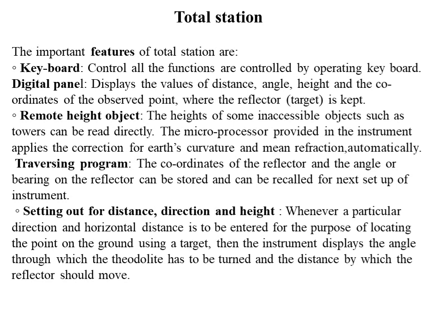Then setting out for distance, direction and height. Whenever a particular direction and horizontal distance is to be entered for the purpose of locating the point on the ground using a target, then the instrument displays the angle through which the theodolite has to be turned and the distance by which the reflector should move.